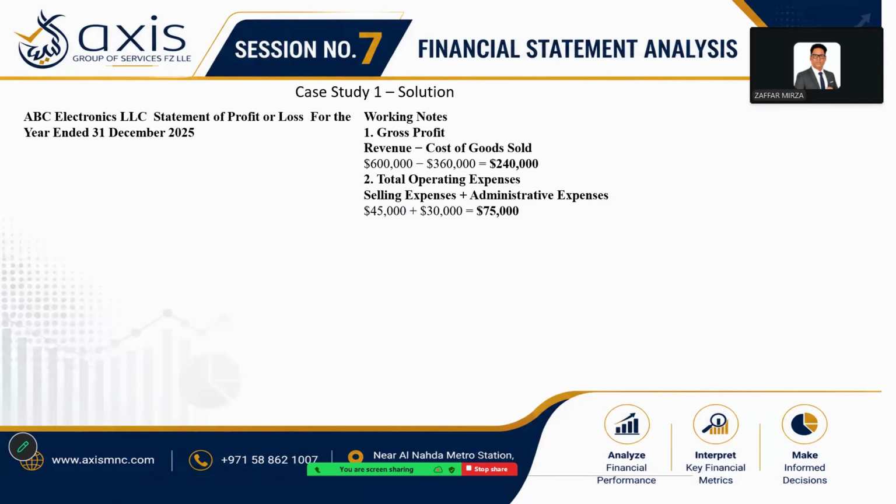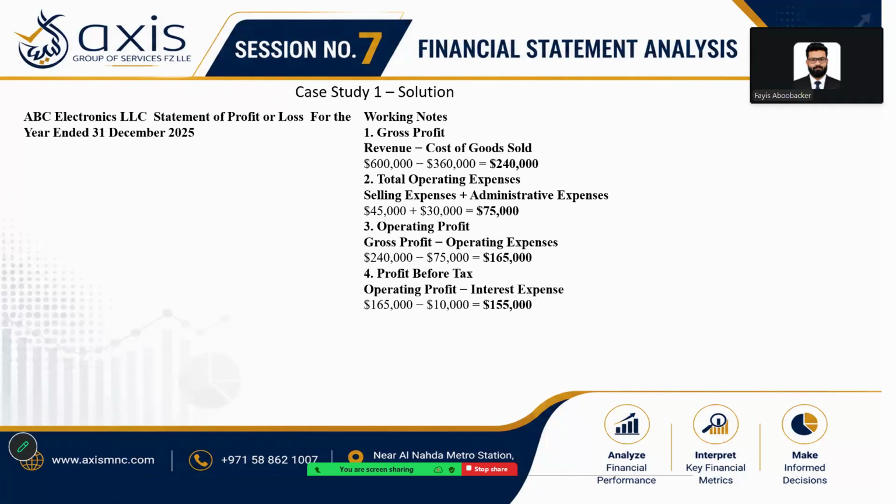Let's see the working notes. Step number 1, we calculated the gross profit. All of you got the same gross profit, 240. Yes. And operating expenses, selling expenses plus administration expenses, 75,000. Operating profit is 165,000, right or wrong? Yes. Very good. Profit before tax, 155.